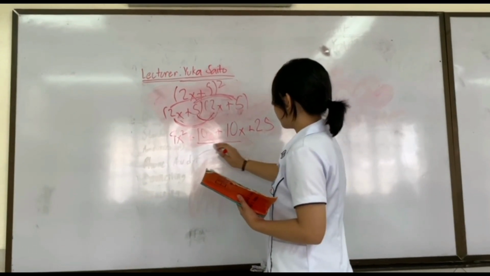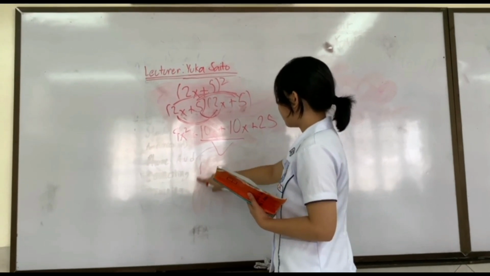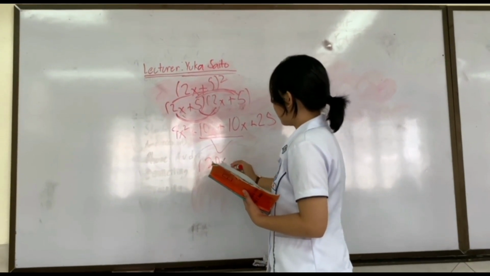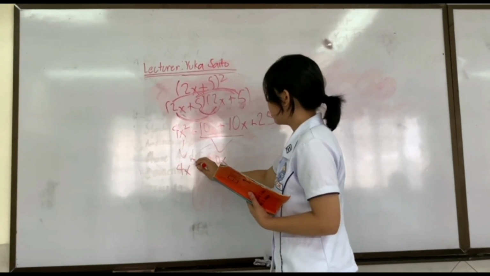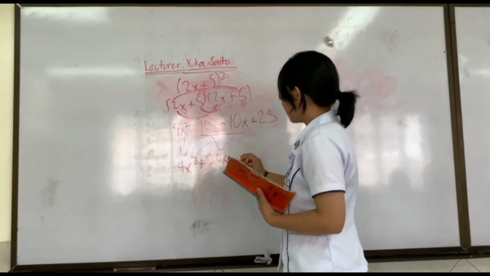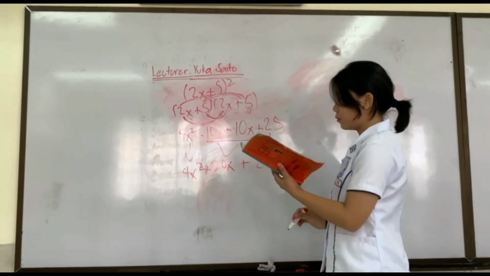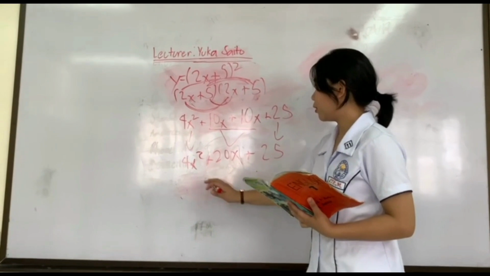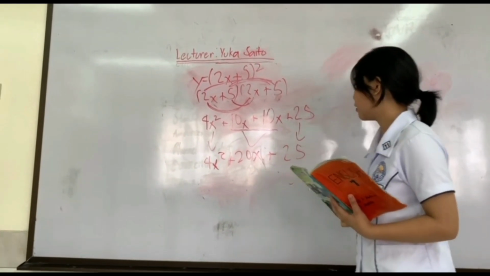So in this one, we're going to add this 10x plus 10x. So the answer is 20x. Then we're going to bring down the 4x squared, positive 20x, then positive 25. So we derive 4x squared plus 20x plus 25.